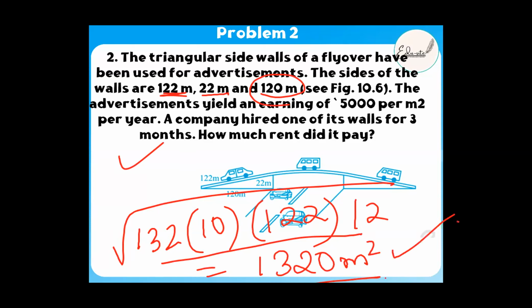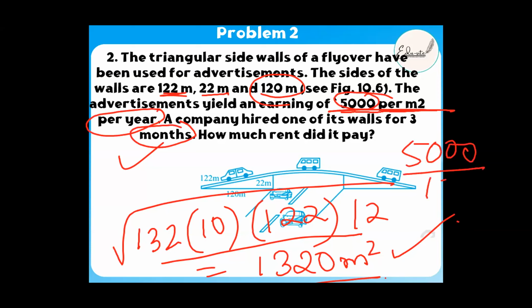Now the question they have asked here is, beta, the advertising yields 5,000 per meter square per year. Per year they have asked. Now the question is per month how much? Per year is 5,000. You just have to divide 5,000 by 12. They have asked you to calculate it for 1320 meters. So you do 1320 multiplied by 5,000, and then there are 3 months here. They are asking you for 3 months.